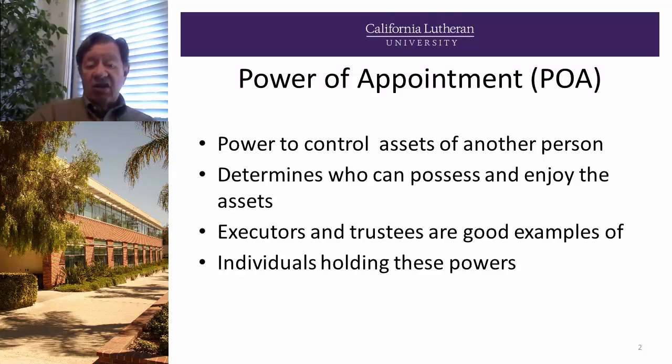The executors and trustees are good examples of individuals holding these powers. And I might note that if you have a trustee or an executor who is a family member, it is probably a taxable event for them. And if they are not a family member, such as a bank or a trust company, or a professional executor, they probably still have the power to control, although they don't benefit personally.